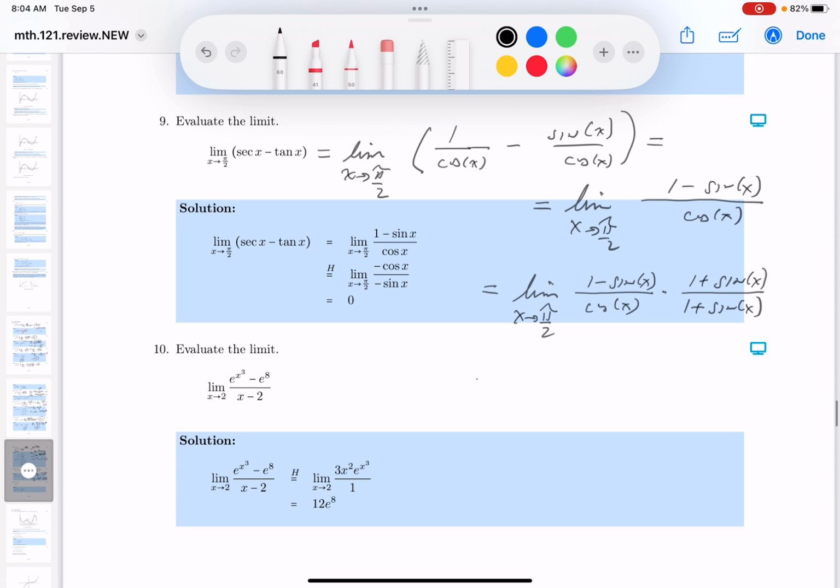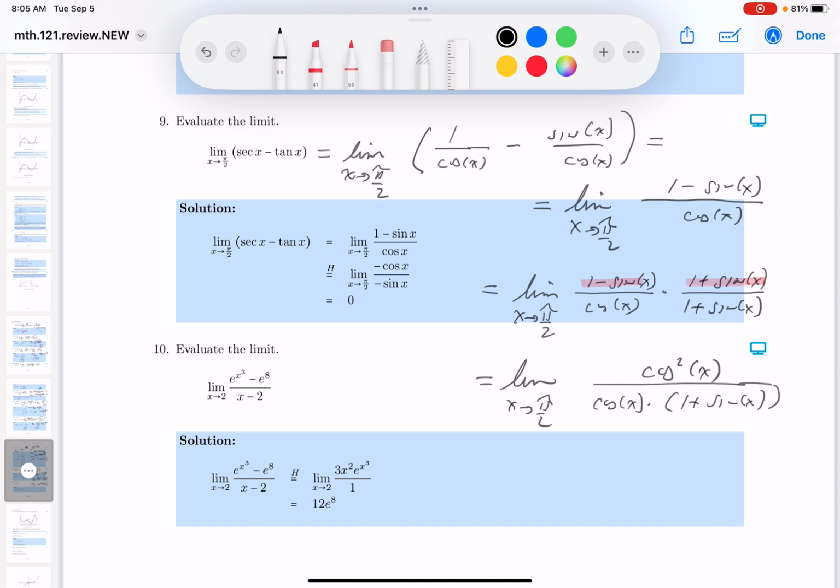All right, what do you get there? Limit as x goes to pi over 2. And on top you get 1 minus sine squared, which is cosine squared. I'll repeat that. If you took this, multiplied by that, they're conjugates, you get 1 minus sine squared, which is cosine squared. What do you get on the bottom? Cosine x times 1 plus sine x.